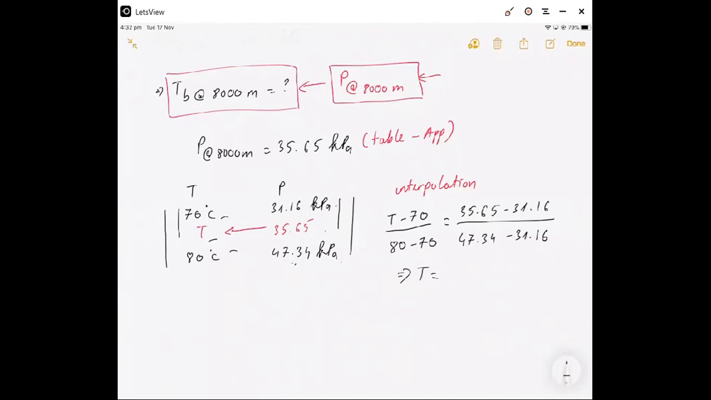And the temperature, let me see the result, between 70 and 80 here we have 72.8 Celsius. Interpolation, this one you have to use so many times in fluid mechanics, because in the table we don't have all values. We only have the main values. For example, at 70 and 80, but we don't have 71, 72, 73. So to find 71, 72, 73, interpolation.